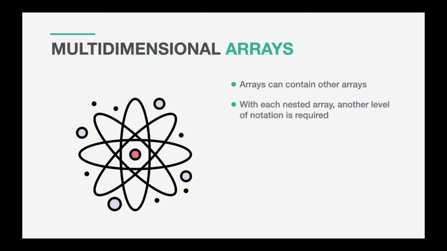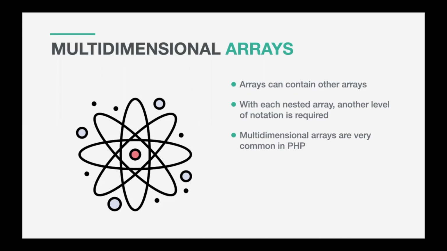Now, with each nested array, we'll need to have an extra level of notation to access those inner arrays. And multidimensional arrays are very, very common in PHP because oftentimes we will be retrieving data from some sort of source that's going to be in kind of a table format where each row will be an array of itself, and then each item in that array is a column within that table.